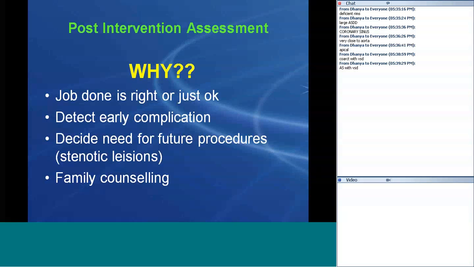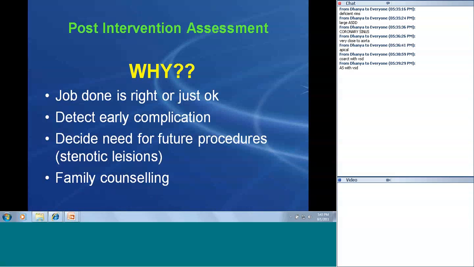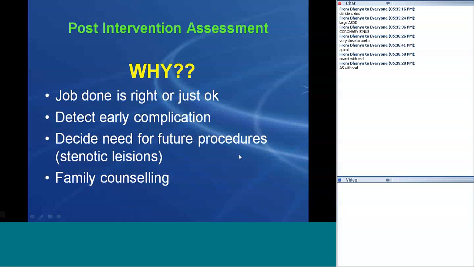You have to detect early complications. You have to decide the need for future procedures, like for stenotic lesions. You need to tell the family that lesions like aortic stenosis, pulmonary stenosis and coarctation have very high chances of recurrence in future. So during the procedure, before the procedure, and after the procedure, you really need to counsel the family about the need for future procedures.